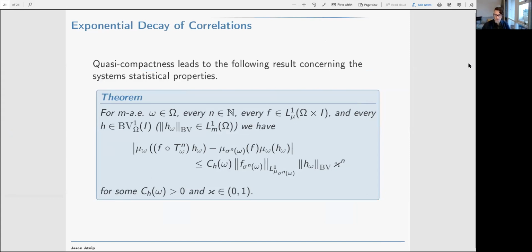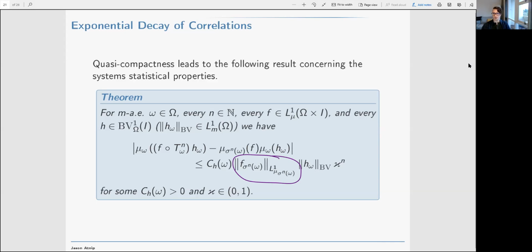an exponential decay of correlations for these BV1 functions. Okay, and maybe one thing to point out, if you look at this at first glance, you might not see it, but this term, this L1 norm of f, depends on n. So if you thought about this long enough, you might be worried that this term might grow, or might change as the fiber changes, in such a way that the right-hand side doesn't actually decay exponentially.